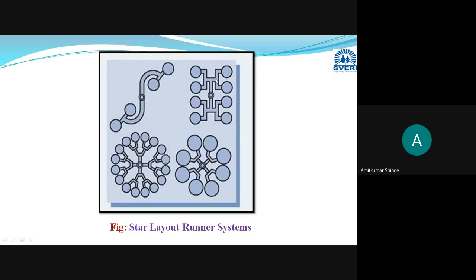This design is different. Here your molten plastic material will come, and through this channel it will enter here. This is your plastic part. Here your plastic part or final mold cavity will be there.